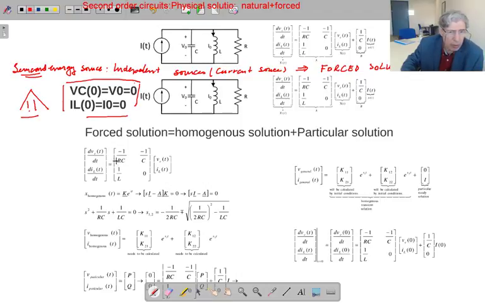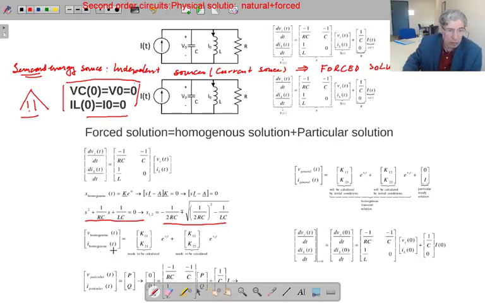So this is the homogeneous solution. To find the homogeneous solution, you're going to make this one equal to 0. Find the characteristic equation. This is the characteristic equation. Find the characteristic root. So you're going to find the same characteristic equation and the same characteristic root. So your homogeneous solution is going to be this, same as the natural solution. But we are not going to calculate this case here.